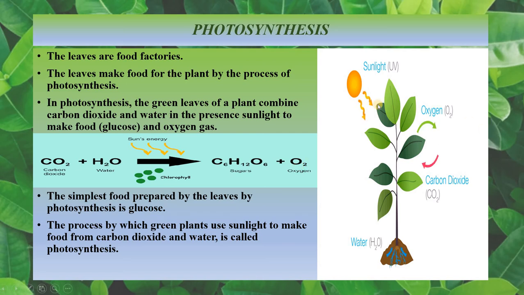Here in this diagram you can see sunlight. The sun is giving out the sunlight. Oxygen gas is liberated after being produced as a result of photosynthesis. Carbon dioxide gas enters via the air. The root is absorbing water, and the stem is carrying water and transporting it into the leaf. Together it is making the food, that is glucose or sugar. The simplest food prepared by the leaves via photosynthesis is glucose.